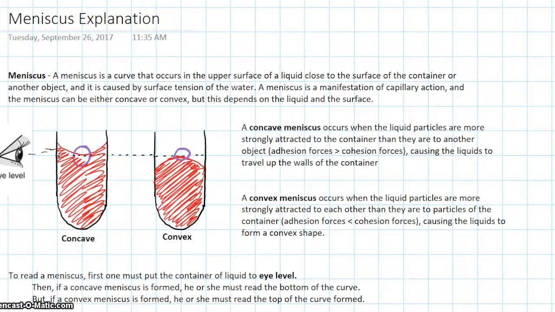A meniscus is a curve that occurs in the upper surface of a liquid close to the surface of a container or another object and is caused by surface tension of the water. A meniscus is a manifestation of capillary action, and the meniscus can be either concave or convex, but this depends on the liquid and surface.